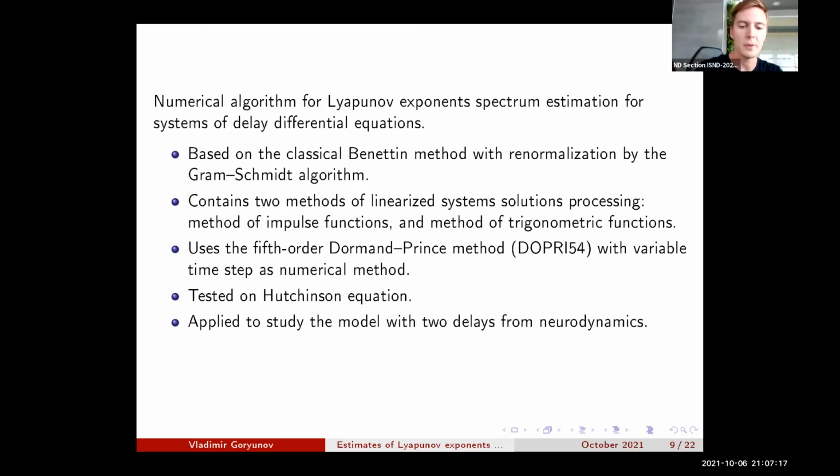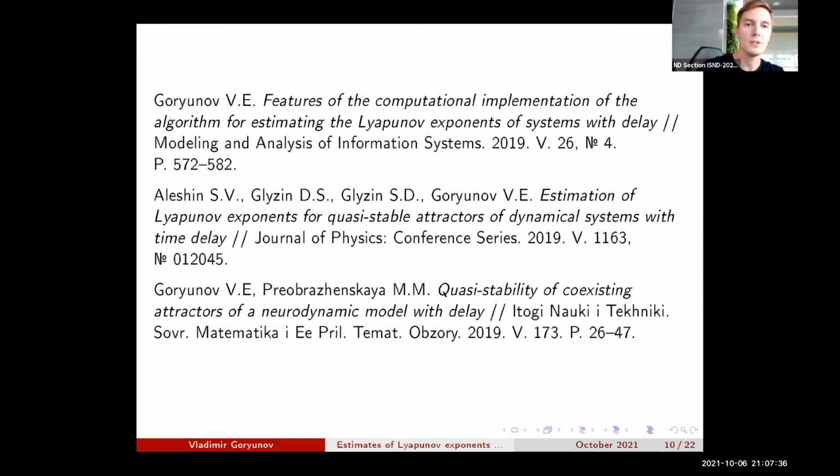This model is interesting because it contains a phenomenon of quasi-stable behavior. It means that the stability matrix of some solutions contains multipliers that are very close to the unit circle, which leads to long transition processes, which are sometimes visually indistinguishable from chaotic behavior. The details of algorithm testing and applying to the neurodynamics model are in these articles.